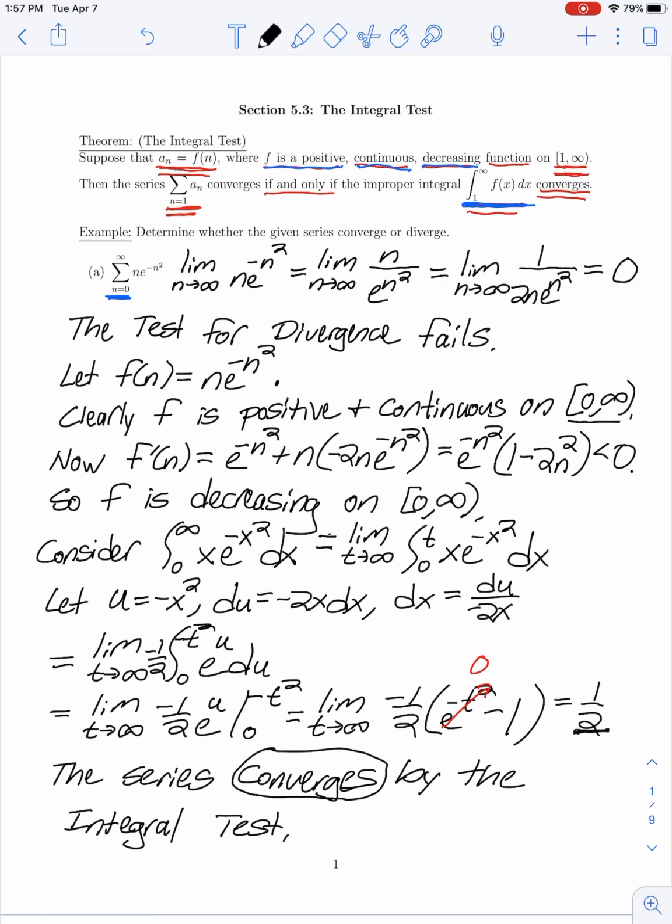Now, one word of warning about applying the integral test is that just because the series converges, that does not mean that the sum of our series is the same as the value of this improper integral. Here we're told if one of these converges, then the other one must converge. However, the sum of our series is not going to be the same value as the improper integral. So here we know that it converges, but we are not able to find the sum of our series. So let's look at another one.